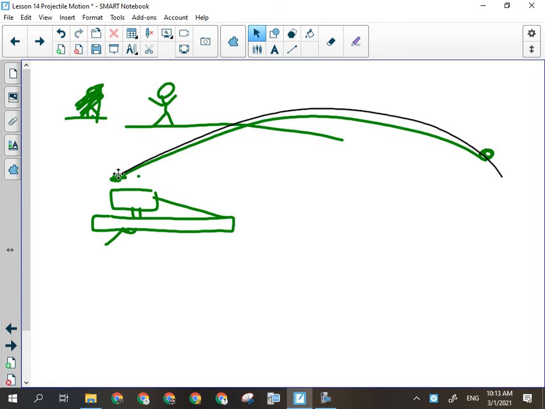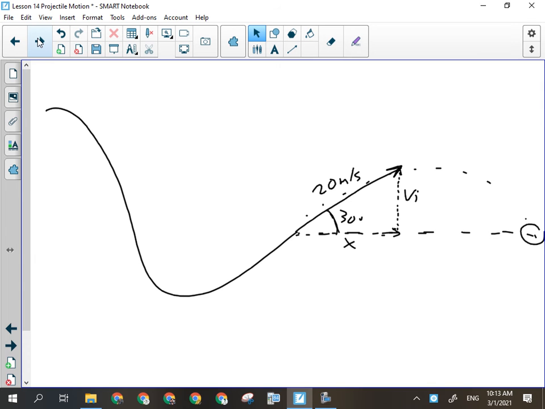Those are a little bit more simple because we don't have to do any trigonometry like we would if we had something like this, where the object is projected at an angle, which we may get to today as well. We'll see how it goes.